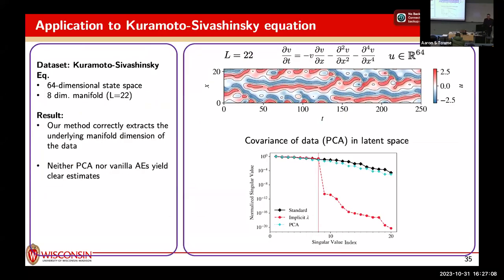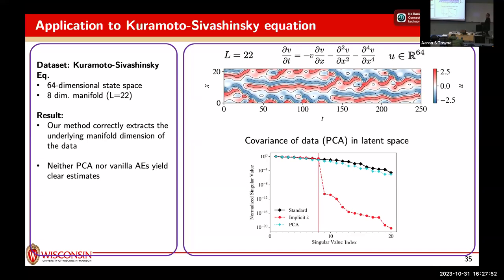But the real punchline is what that allows you to do. So here, this is the Kuramoto-Sivashinsky equation. And this is just, we did PCA on the data in the latent space. So you reduce the dimension. And this is just singular values versus index. And what you see here is that for the red case, so this is the implicit regularization with weight decay, you see that there are 8 non-zero singular values, and then a drop of 10 orders of magnitude, right? So these are zero. And so now this representation has told you it's 8. The answer is 8 in this case, quite unambiguously.